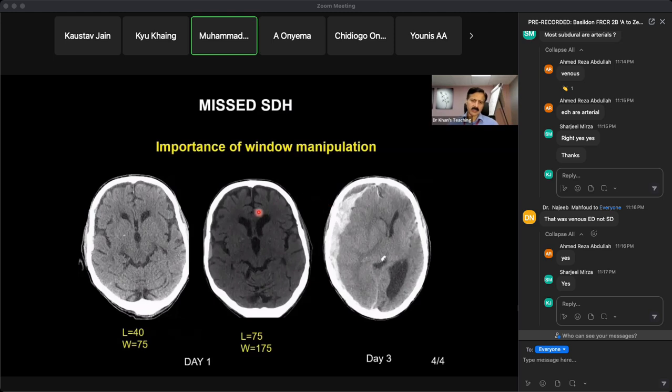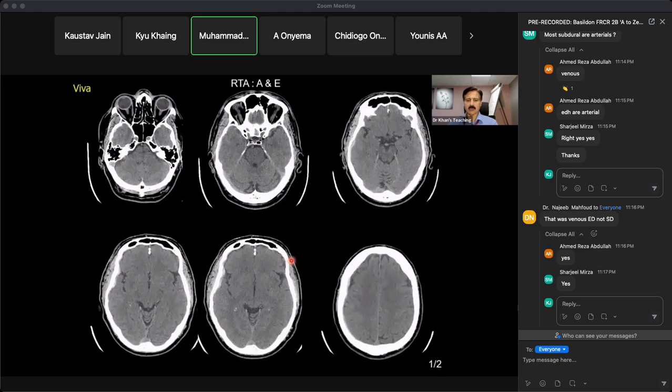This is the window. The literature tells you level 75 and window width 150 to 200. This is your choice. I usually use level 75 and width 175. Otherwise you are going to miss this kind of subdural hematoma.